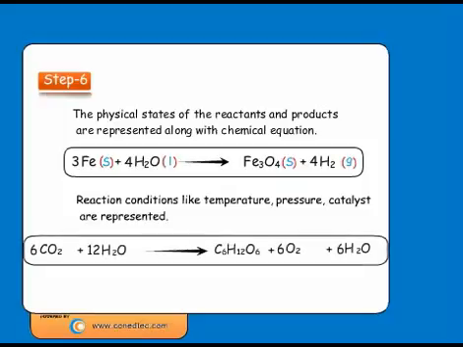So, the example can be 6CO2, which is in aqueous form, reacts with 12H2O, which is in liquid form, in the presence of sunlight and chlorophyll to synthesize C6H12O6 glucose plus 6O2, which is in aqueous form, and 6H2O, which is in liquid form.